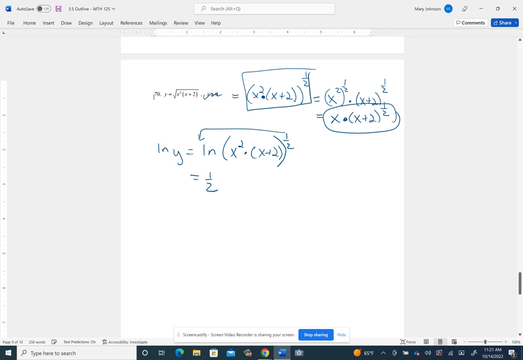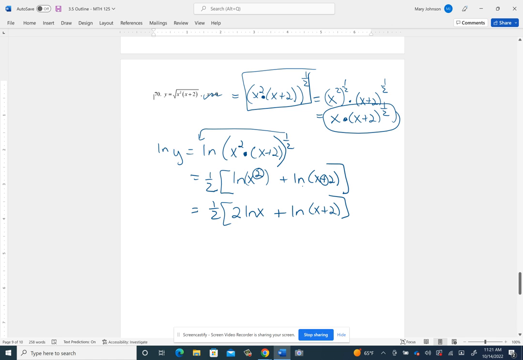Okay. And then do you notice how I have a product here? So then inside here, I could have the natural log of x squared plus the natural log of x plus 2. Okay. All right. And then right here, where I have a squared, I could bring that down. I'd have 2 natural log of x. And then don't separate this. This is a plus, so you can't really pull that apart. You're going to have to leave that inside.